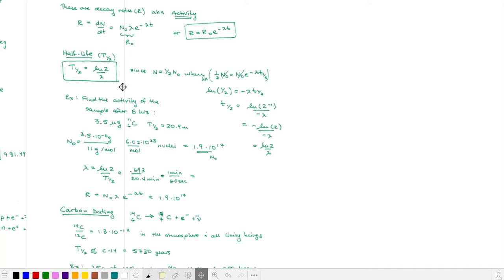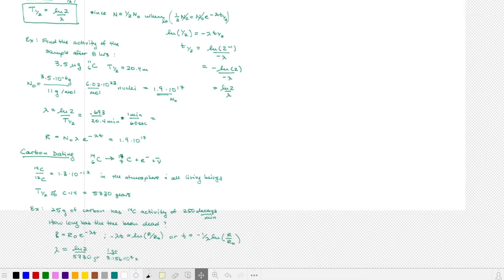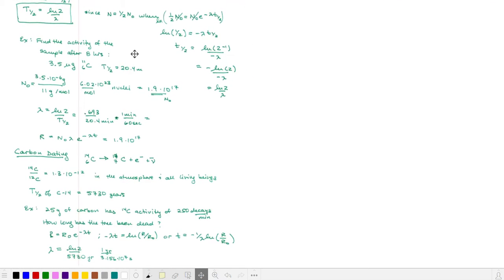It takes 5,370 years for half of the radioactive carbon-14 nuclides to disappear. That it's more tuned with our intuition than using an exponential term. So, for example, let's find the activity R, the activity of a sample after 8 hours, and the sample is the radioactive carbon, carbon-11. Let's say we have 3.5 micrograms of carbon, and we know that the half-life is 20.4 minutes.